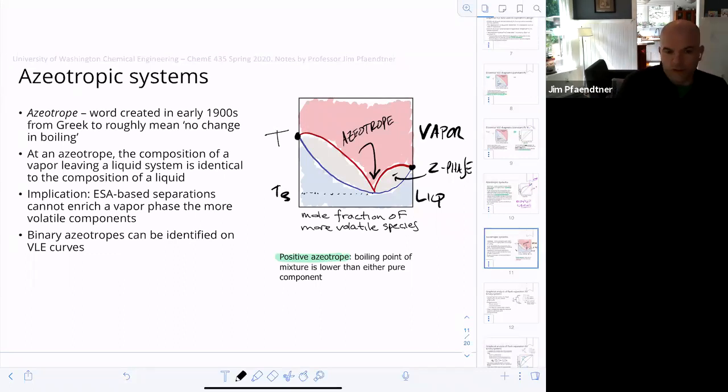There's also a negative azeotrope where you can imagine this diagram is flipped entirely upside down. So we won't use these diagrams in this class, but it's for design of separators. But it's always good to remember that important concept of the azeotrope and how it can be identified.